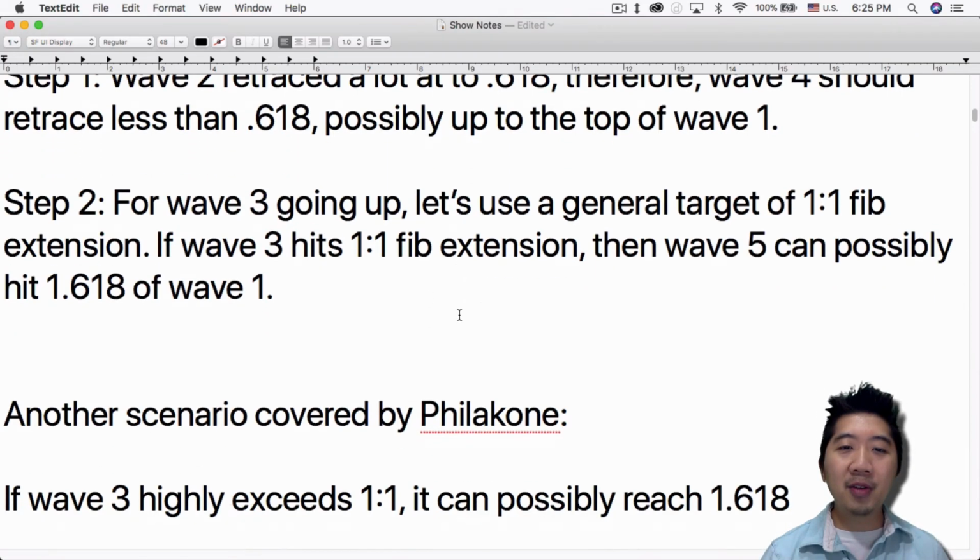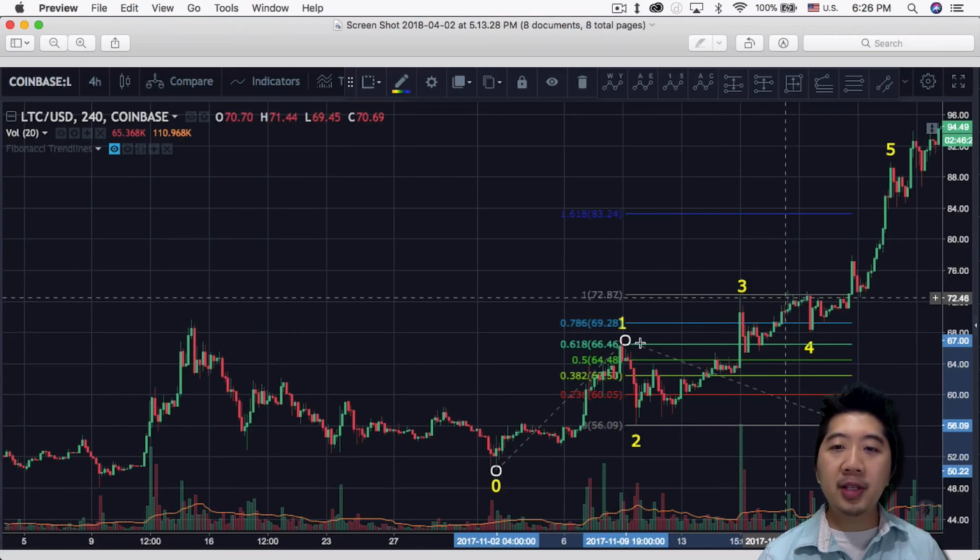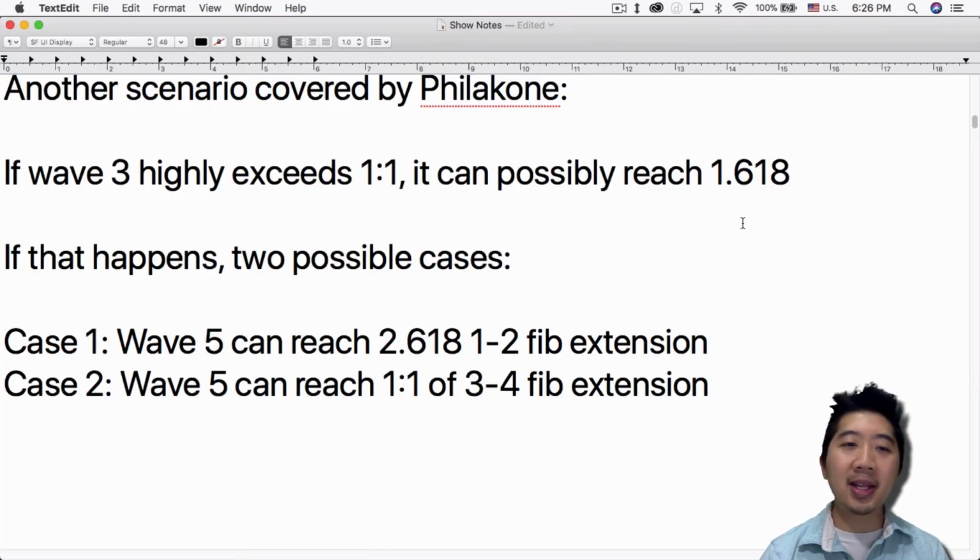There's another scenario covered by Philakone, and he explains it this way. If wave 3 highly exceeds the 1-to-1 ratio, it can possibly reach 1.618. So again, in this case, wave 1 is here, and then wave 2 to wave 3 is this. Wave 3 hit 1.0 Fibonacci extension. But imagine wave 3 was up here. It went all the way up there. Imagine that happened.